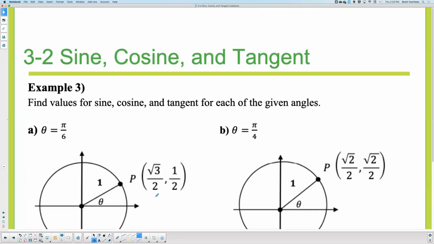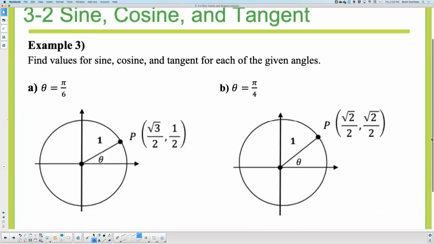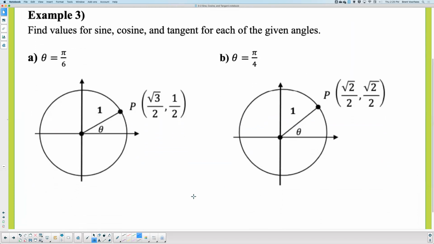All right, here we go. Find the values of sine, cosine, and tangent for each of the given angles. All right, so how easy is this on a unit circle? This is a unit circle. Do you know how I know this is a unit circle? The radius. Because you told me the radius is 1.